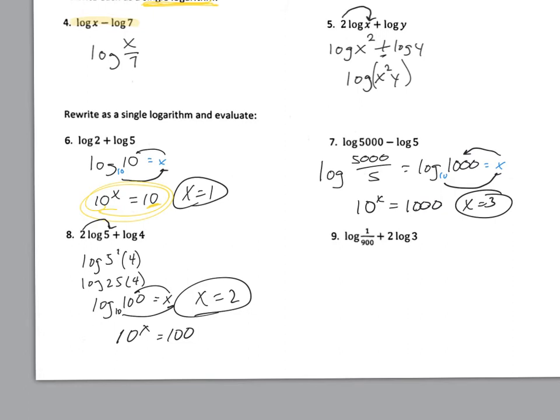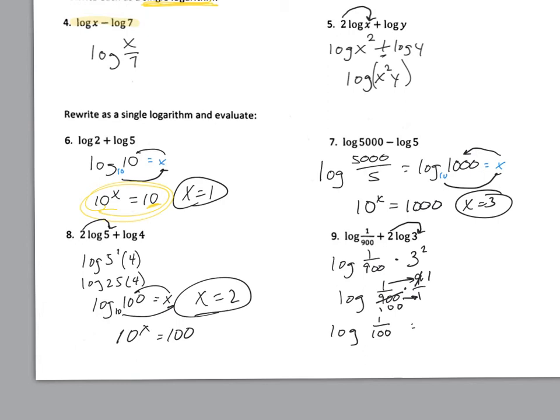Ooh, this one looks scary. This 2 goes with the 3. So we have the log of 1 over 900 times 3 squared, right? Because we can write it as a single log. So this is the log of 1 over 900 times 9 over 1. You can reduce this diagonally. We do not cross multiply. Do not. Straight across here, straight across here. So now we get the log of 1 over 100.